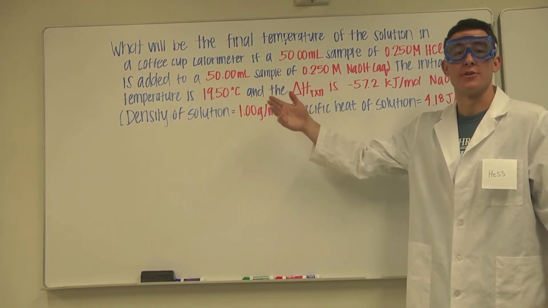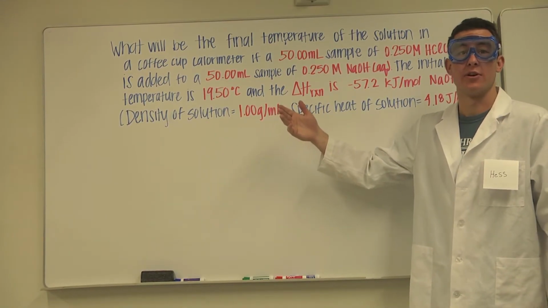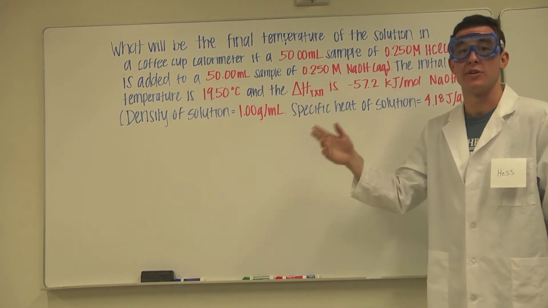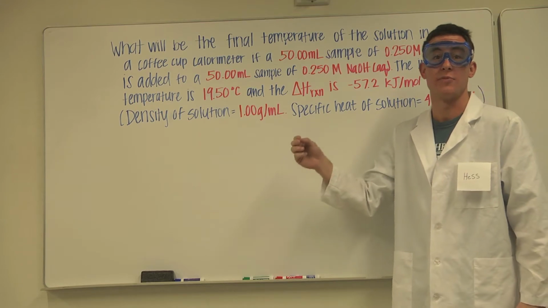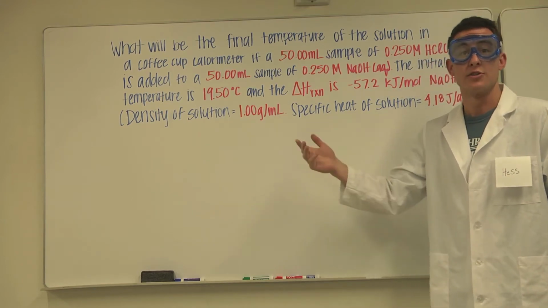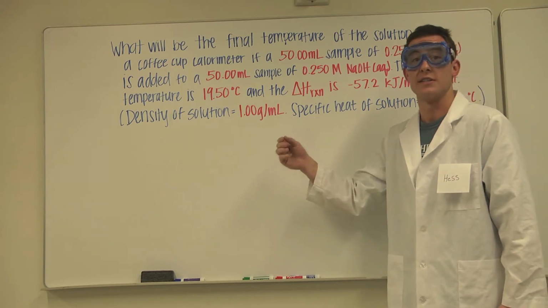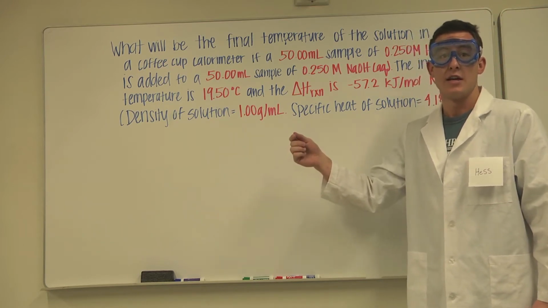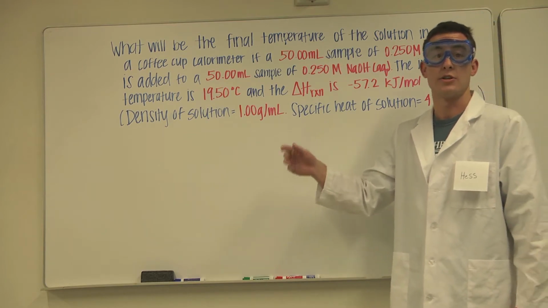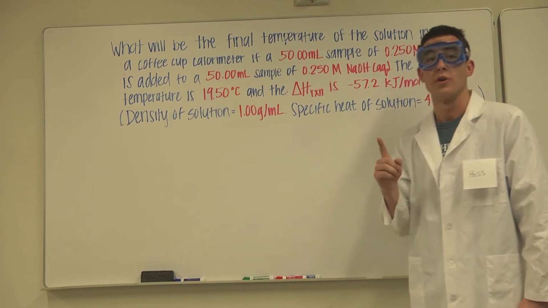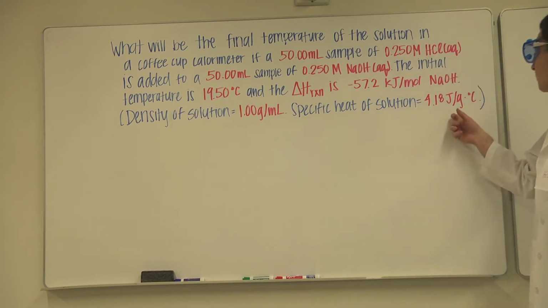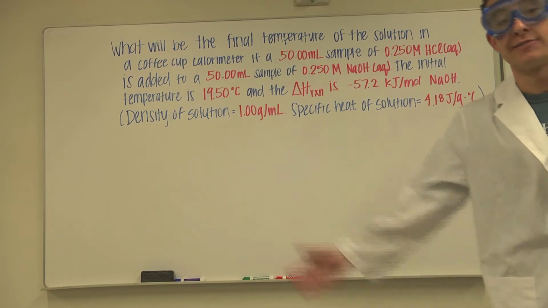What will be the final temperature of this solution in a coffee cup calorimeter if a 50 milliliter sample of 0.250 M HCl aqueous solution is added to a 50 milliliter sample of 0.250 M NaOH aqueous? The initial temperature is 19.5 degrees Celsius, and the delta H reaction is negative 57.2 kilojoules per mole NaOH. Assume the density of the solution is 1 gram per milliliter and the specific heat of the solution is 4.18 joules per gram degrees Celsius.